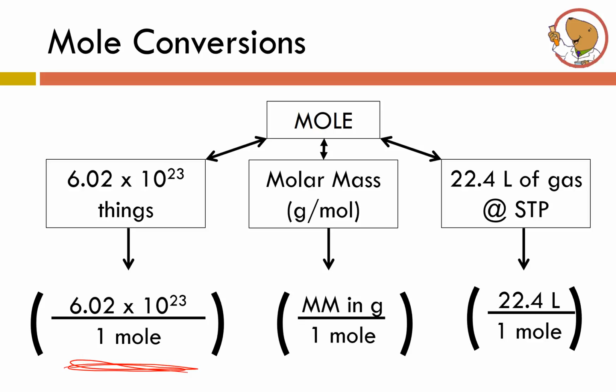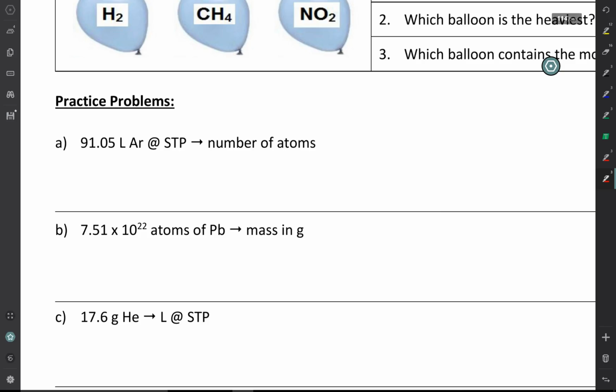So let's go ahead and try some practice problems. You have these questions in your workbook, and they're going to require you to make conversions using those 3 different conversion factors that we just talked about. So let's say you've got 91.05 liters of argon at standard temperature and pressure, and you decide you want to know how many atoms are present in that sample.